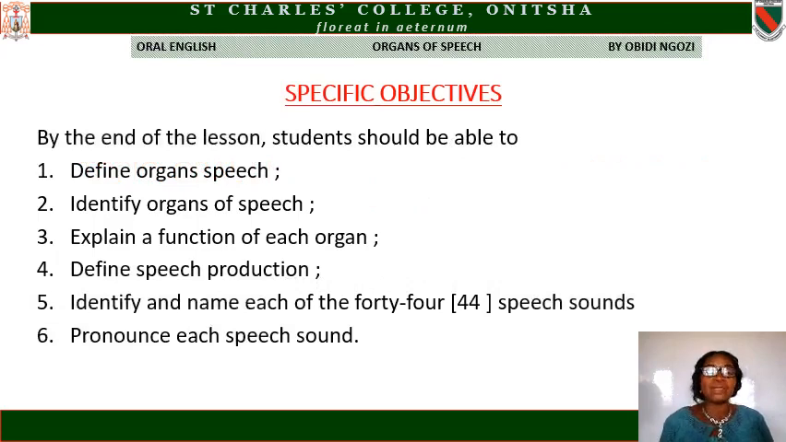Let us look at the specific objectives. By the end of the lesson, students should be able to: 1. Define organs of speech. 2. Identify organs of speech. 3. Explain the function of each organ. 4. Define speech production. 5. Identify and name each of the 44 speech sounds. 6. Pronounce each speech sound.